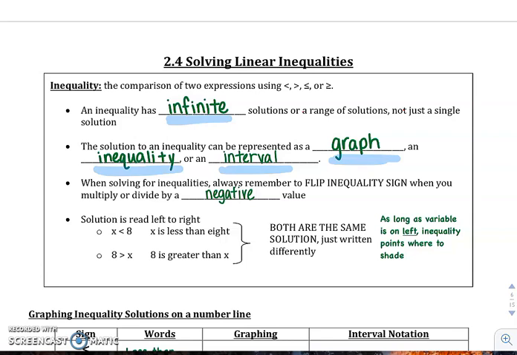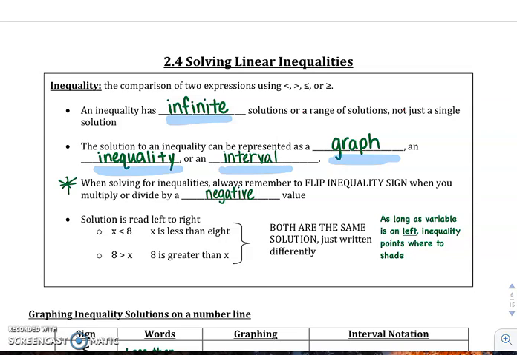There is one thing you have to remember when you're solving an inequality. For the most part, it's exactly the same as solving an equation, except for this rule right here. When you're solving inequalities, always remember to flip the inequality sign if you multiply or divide by a negative value. So anytime you divide by -6, or multiply by -2, you need to flip the inequality sign, because essentially that negative is telling it the opposite thing, and you need to make your inequality opposite.